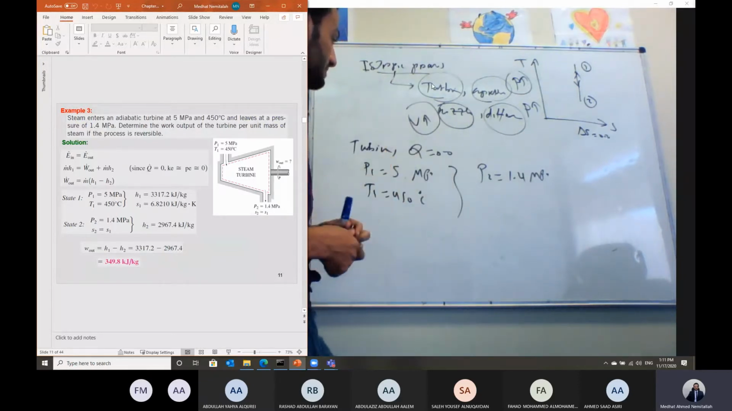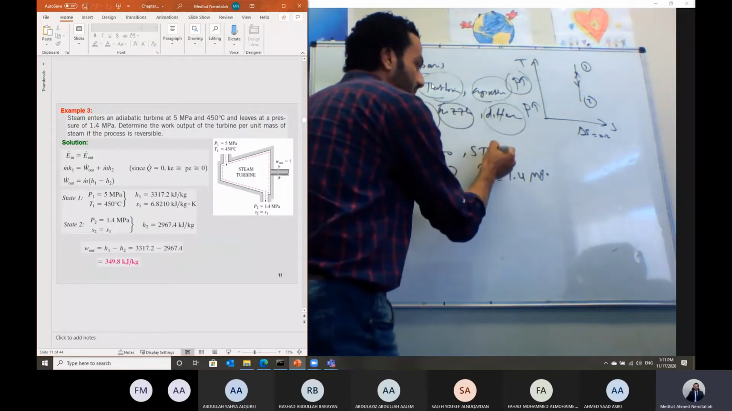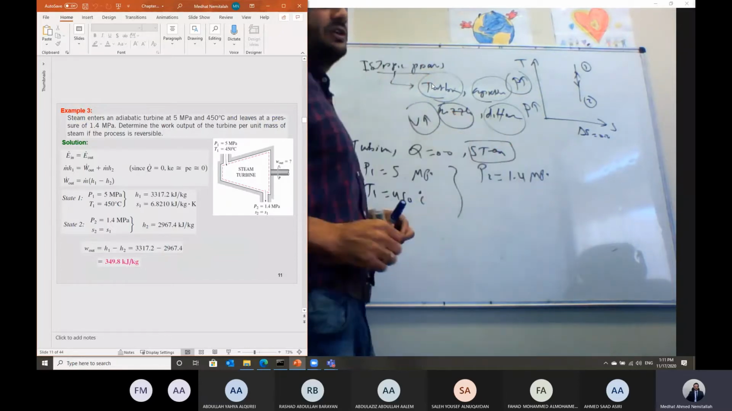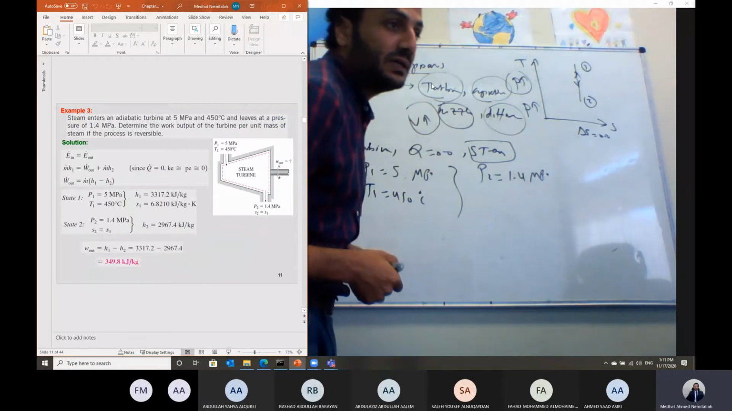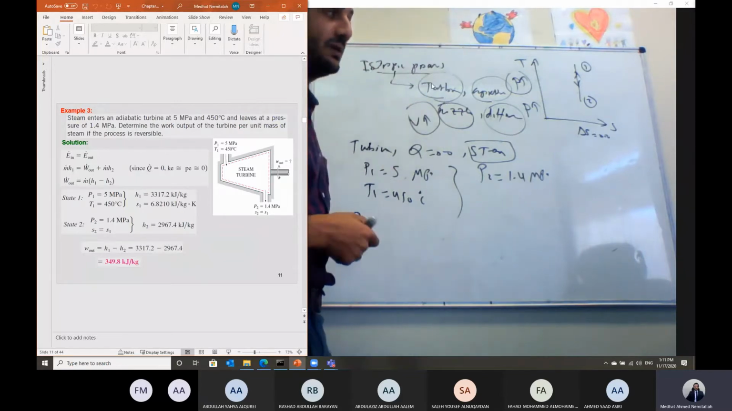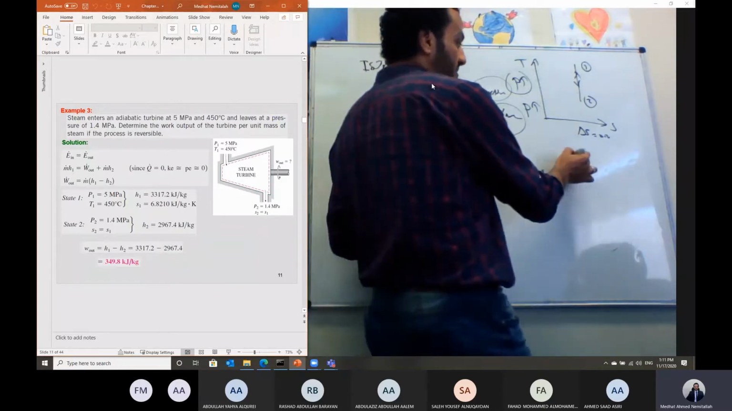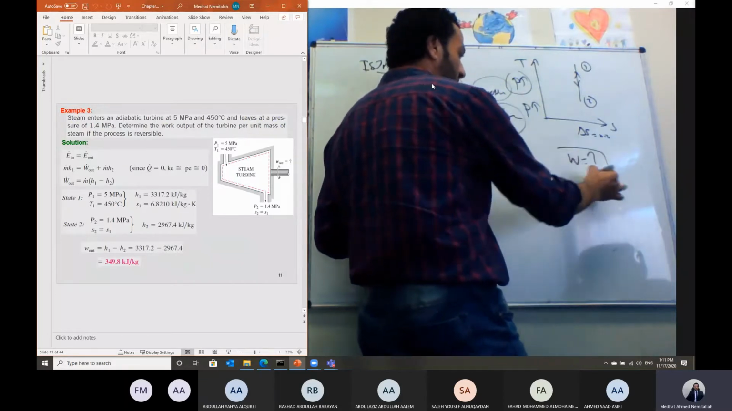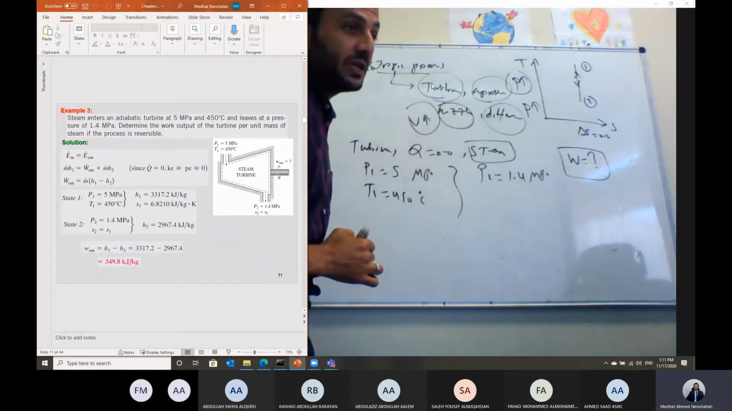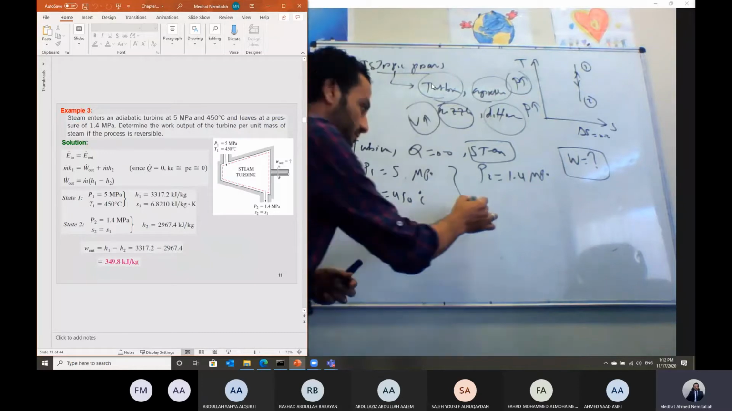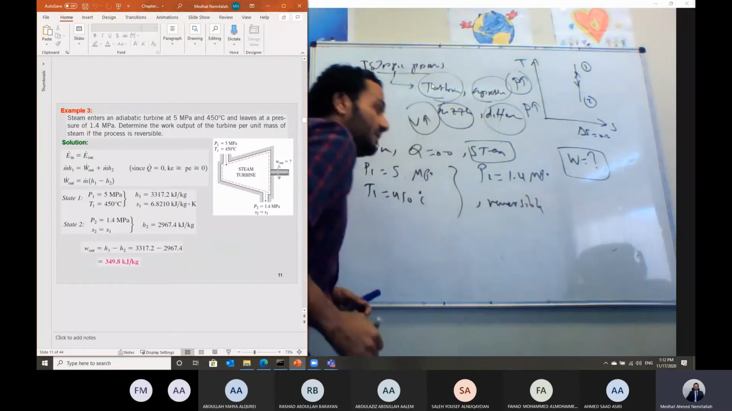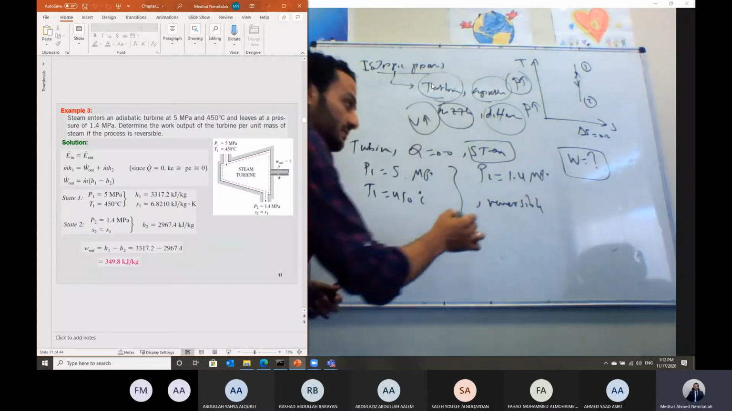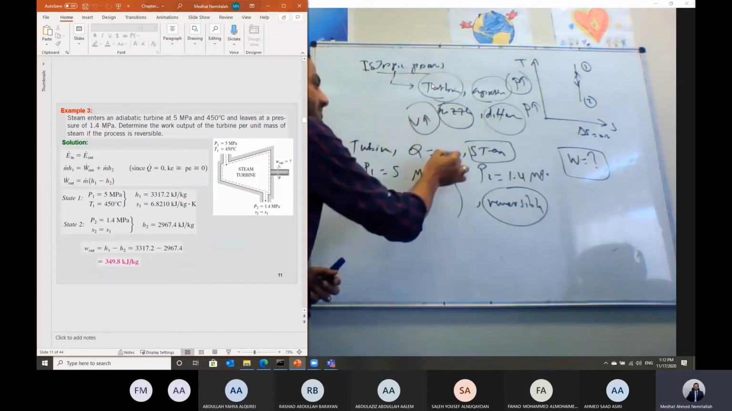The inlet condition of a steam, so the working fluid is what? As we said, we have to define the working fluid first. So the working fluid is steam in this case. Okay, we need to determine the work output of the turbine per unit mass. So we need to calculate the specific work out of this turbine, if the process is reversible. So in this case, he said the expansion process inside this turbine is a reversible process. So what does this mean?